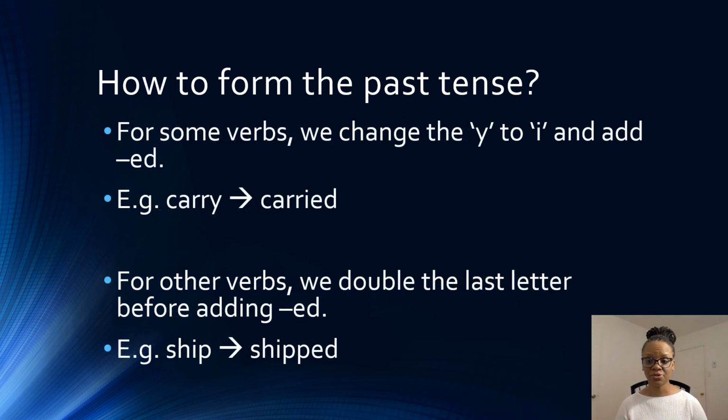There are some verbs, though, where we actually have to change them to form the past tense. So, for example, verbs ending with Y. We change the Y to I and add ed. So, carry becomes carried. But for other verbs, we double the last letter. For example, ship becomes shipped. So whenever a word ends with just a vowel and consonant, we always double the final letter. Can you think of any other word like that ends with just a vowel and a consonant?